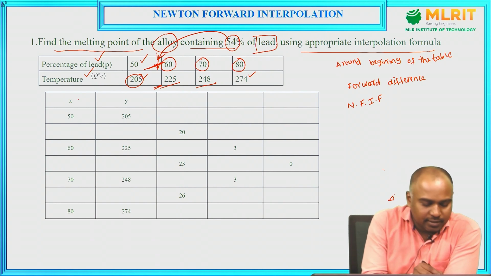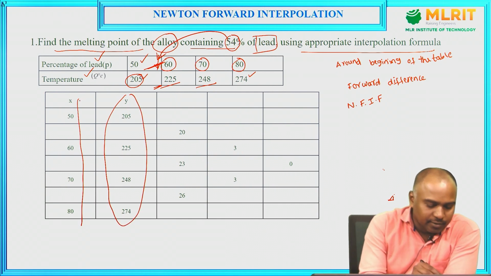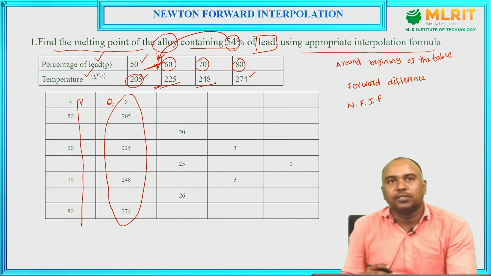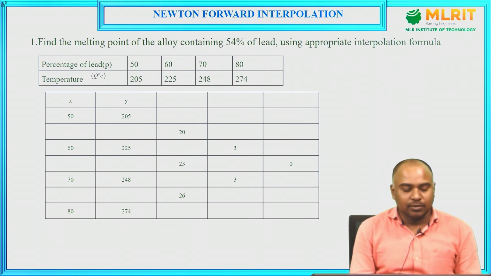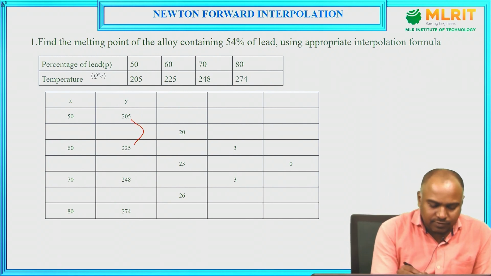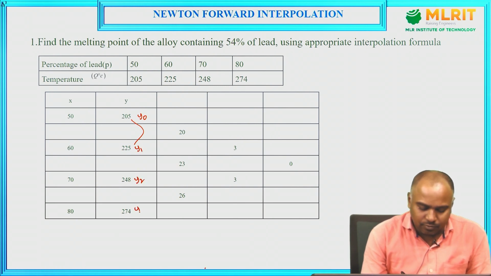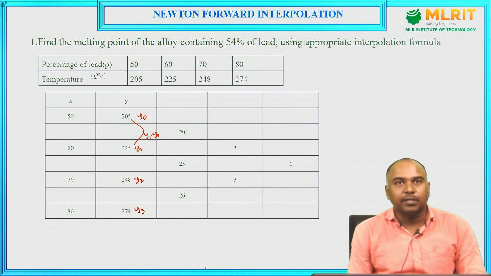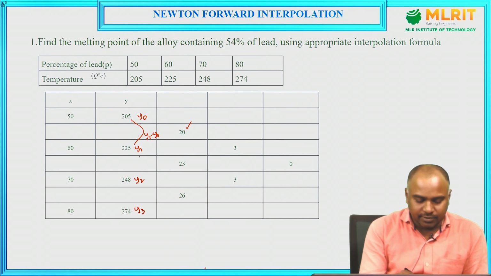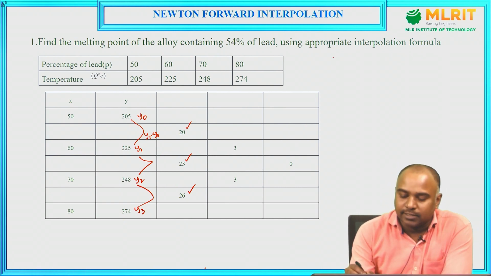These are the x values we have considered, and the y values are the temperatures given. Whether you call them p and q or anything else, generally we consider x and y. Now we need to find the differences. First, we give the notations: y0, y1, y2, y3. The difference y1 minus y0 is 225 minus 205, which is 20. The difference between the next two is 23, and y3 minus y2 is 26. These differences we write as a forward table.